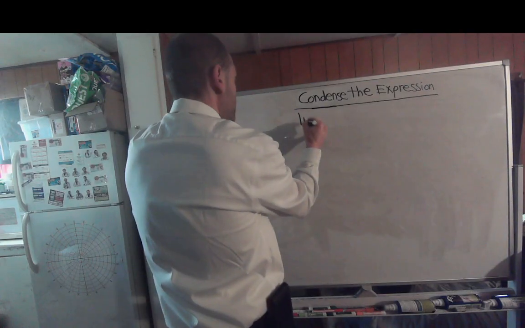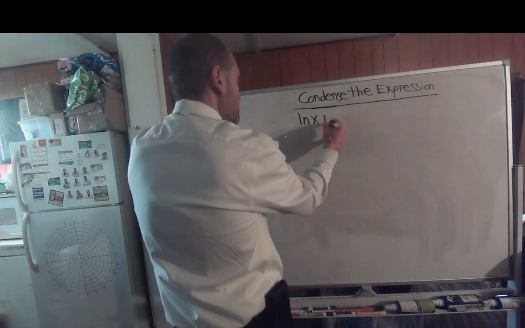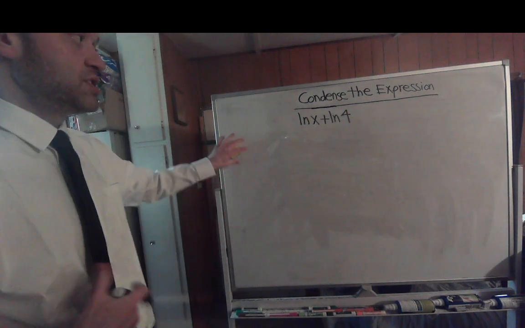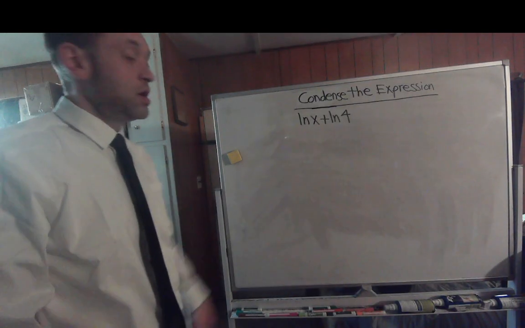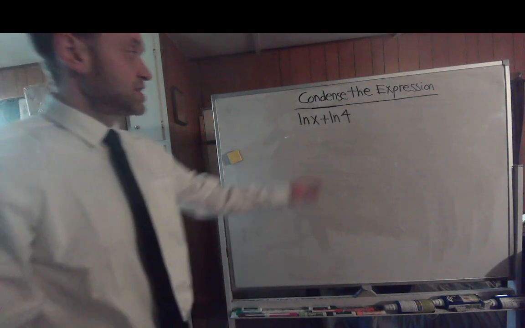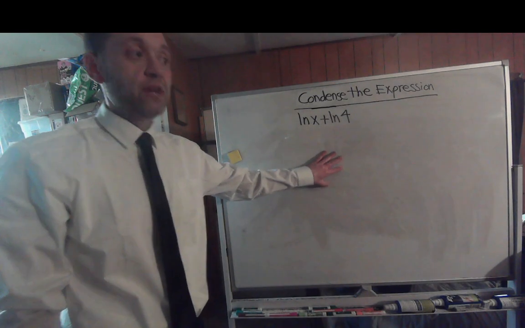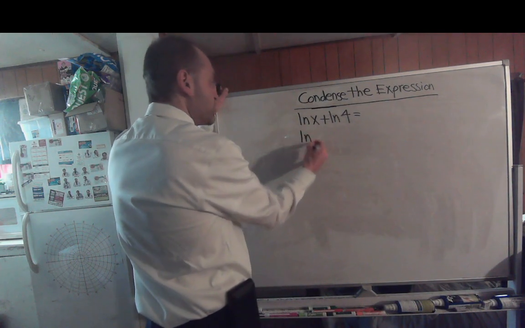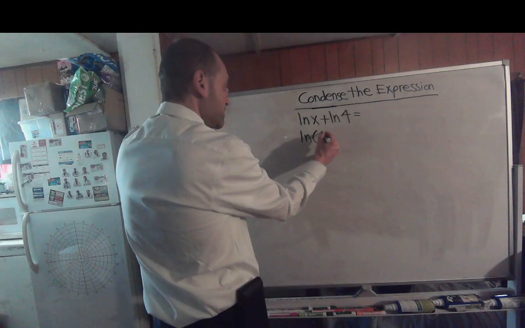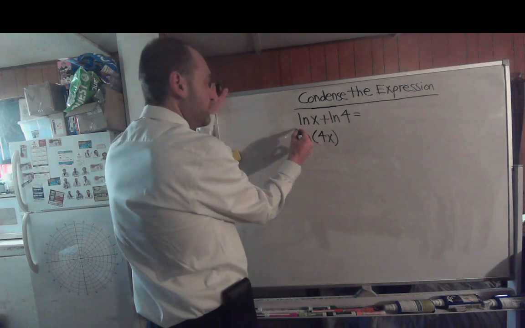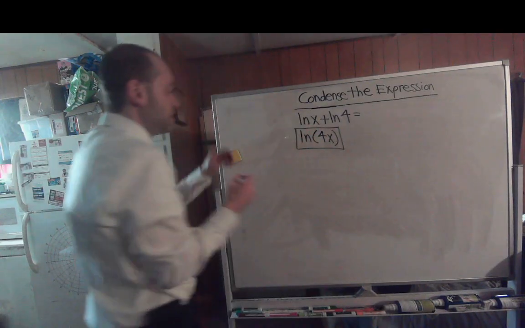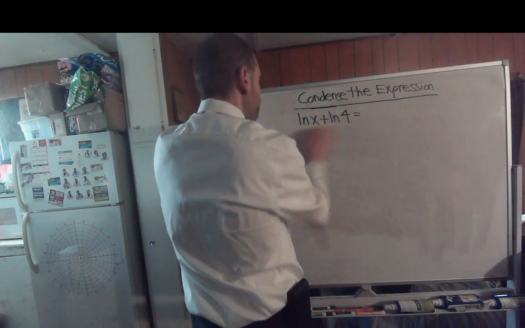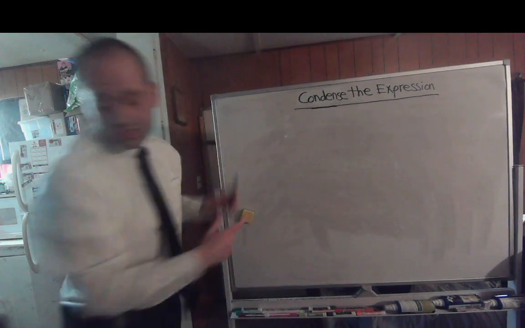You have the natural log of x plus the natural log of 4. The goal is to condense this into one logarithm. Well, what does the sum of two logs relate to? It relates to the product rule, right? So this would be the same as the natural log of x times 4, or simply the natural log of 4x. That's what it will condense into, the natural log of 4x. That one wasn't so bad.